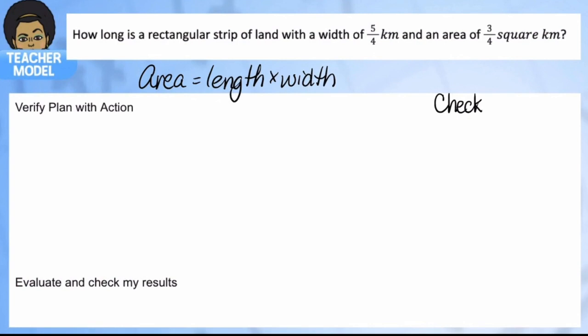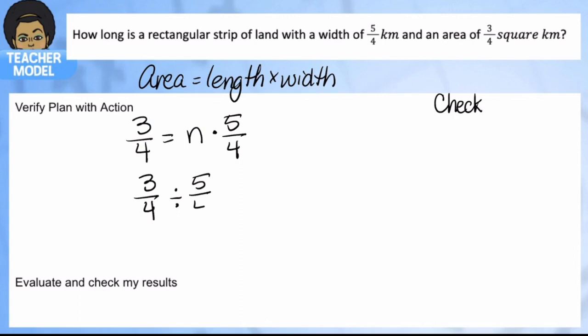Everything's here from our plan, so let's jump in with number 1, substitute. Our area is 3/4. And if I put an L for length, it might look like a number 1, so I'm going to use N for some number. So a number times our width, which is also known, 5/4. Our second step, we want to rewrite this as a division problem. So 3/4 divided by 5/4 is going to give us that number.